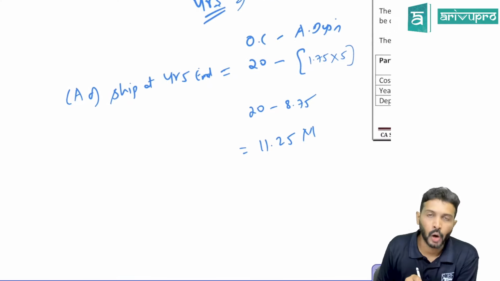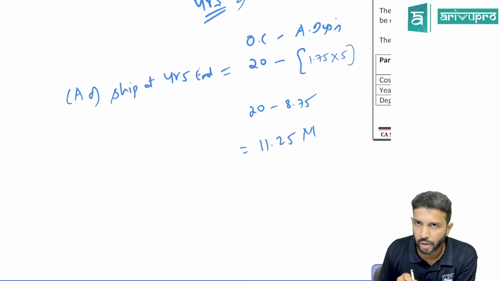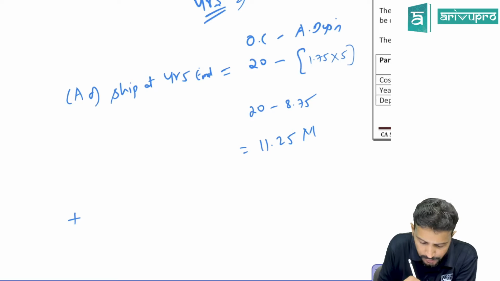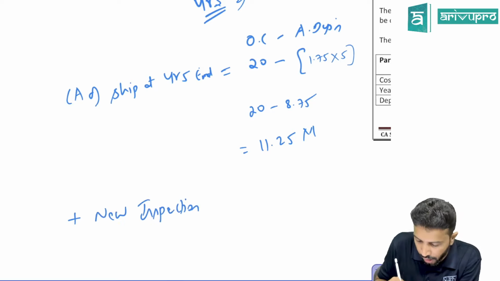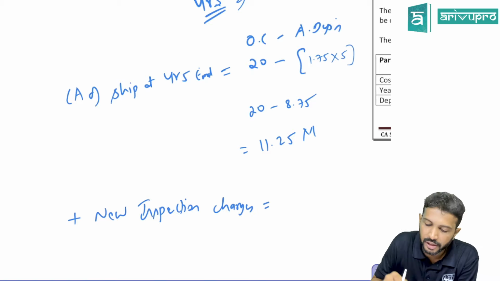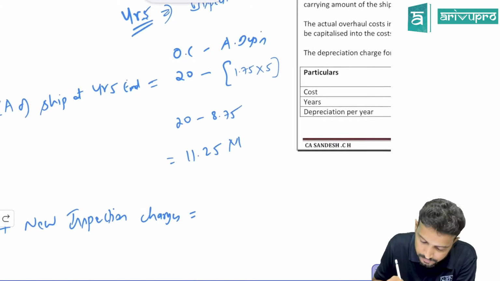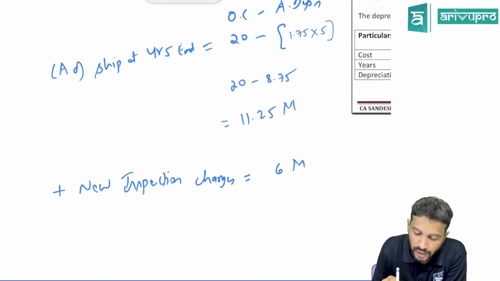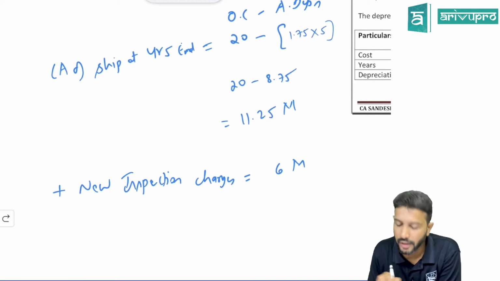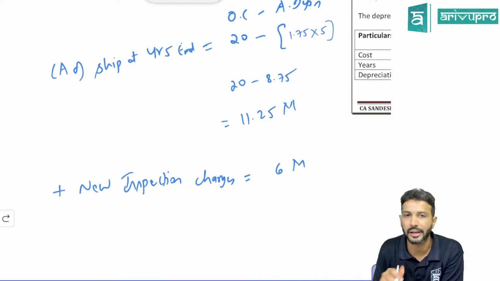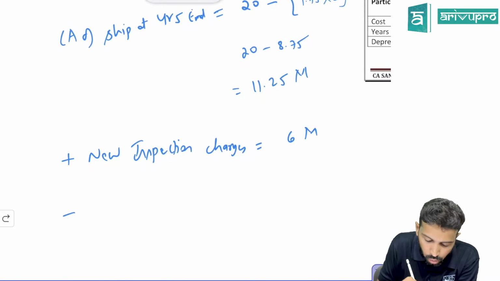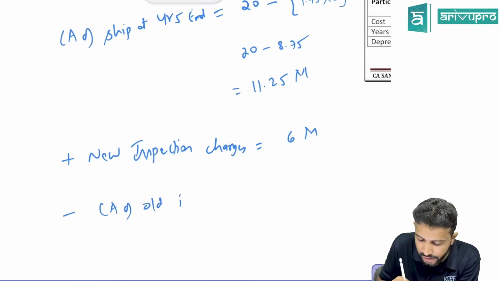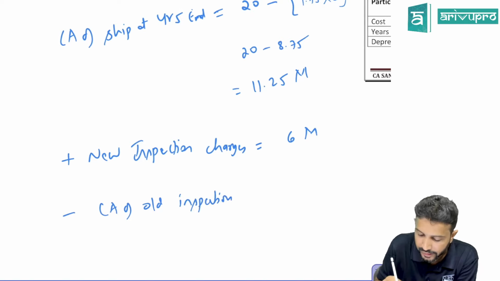No. Okay. Now at the end of year 5, you incur new inspection charges. What will you do for that? Add it. So add the new inspection charges. How much new inspection charges did you incur at the end of year 5? They told 6 million. This you add. So will your carrying amount still be 11.25? No, it will increase by 6 million. There's one more thing. If you have any carrying amount of old inspection charges, that you have to reduce or de-recognize.